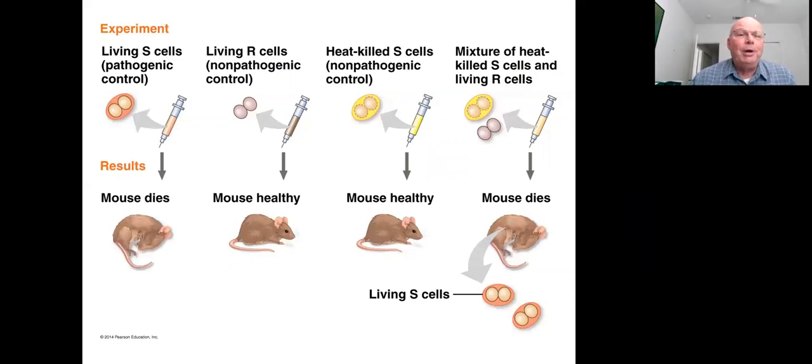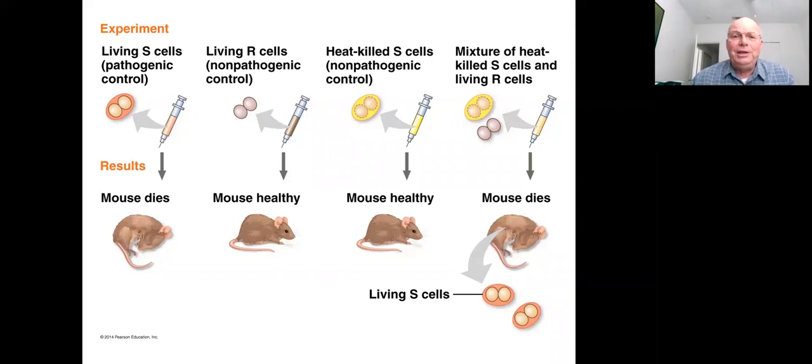He started out by double checking to make sure that the strains would do in mice what he expected them to do. So he injected living pathogenic bacteria, the S strain, into the mouse, and the mouse, as expected, died. Then he took living R cells and injected those into another mouse. These are his non-pathogenic bacteria. And as he expected, the mouse lived.